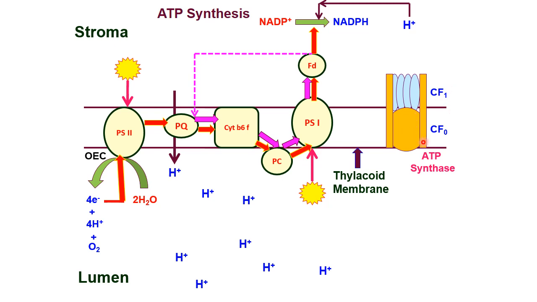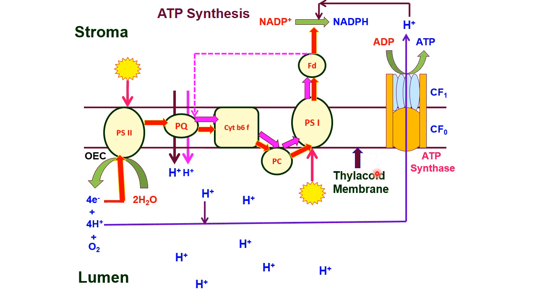This CF0 rotates and CF1 is static, which means it does not rotate. CF0 is attached to the thylakoid membrane and CF1 extends up to the stroma. So the CF0 rotates so that this H plus is released out, and it converts ADP to ATP, which means adenosine diphosphate to adenosine triphosphate. For each rotation, 3 ATP molecules are formed.